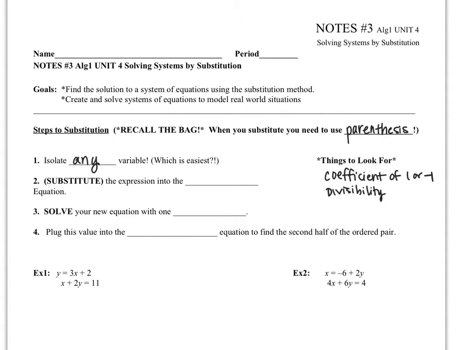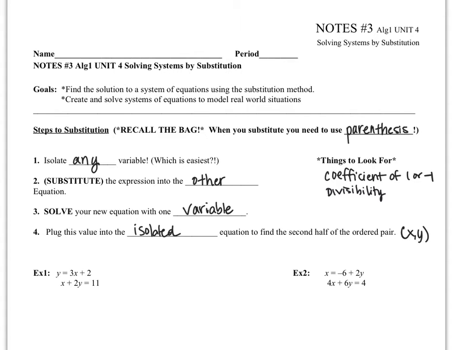After we've isolated any variable, we're then going to substitute, notice this is written in parentheses, the expression into the other equation. This is important because you might be isolating from the first equation, you might be isolating from the second equation, but when it's time to substitute, you're going to go into the other equation, whichever one you haven't used yet. Then you're going to solve your new equation with one variable. So your new equation should only have one variable, either x or y, involved. And then you're going to plug this value into the isolated equation to find the second half of the ordered pair. Because remember, our solution to a system is always an ordered pair x, y.